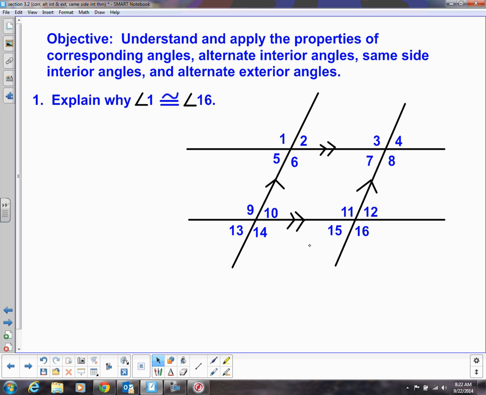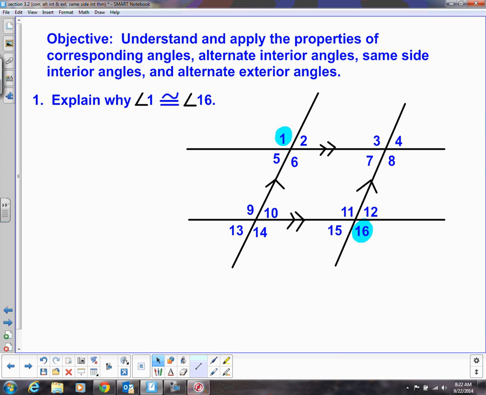All right, so here we go. This is a transversal right here, and this is also a transversal. Here is 1, and here is 16. These are not alternate exterior because they're on 2 different transversals. 1 and 14 are alternate exterior. 16 and 3 are alternate exterior. We can't go from here over to here. We have to work our way.